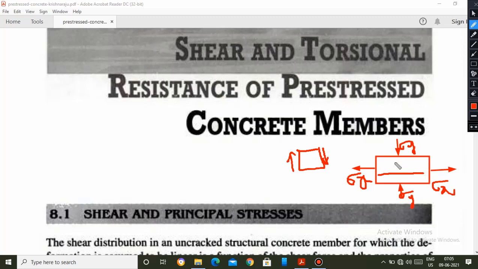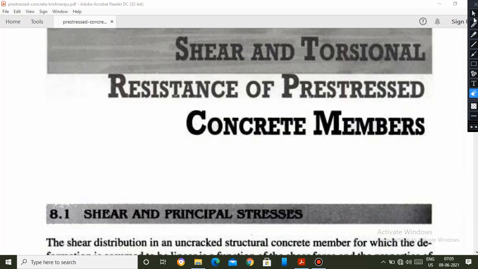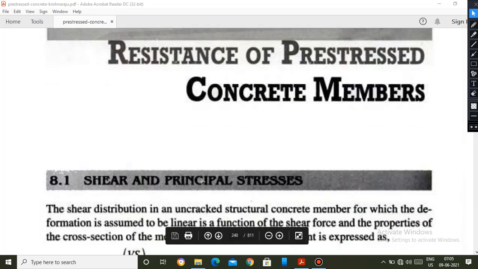We also give the tendon in the vertical direction, so the pre-stressing force is given in the vertical direction also. By giving the pre-stressing force in the vertical direction as well, the structural member will have the resistance to take the amount of load without cracks, which we will discuss in today's class. For shear and torsion, you should have some basic knowledge of normal stress, shear stress and principal stresses. Only then will you get the concept of pre-stressed concrete members.